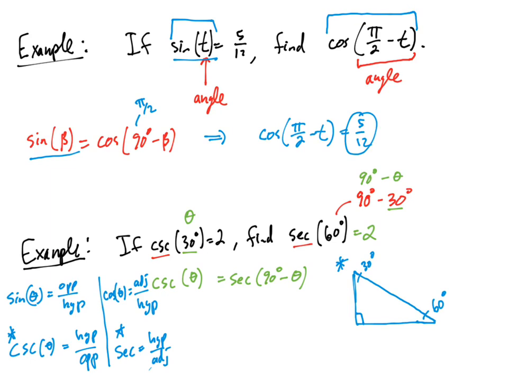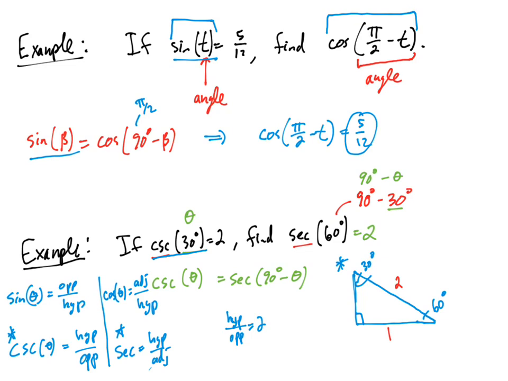So first of all, we have cosecant of 30 degrees. So 30 degrees is up here. Cosecant is going to be the hypotenuse over the opposite side. And because the hypotenuse over the opposite side is equal to 2, we can just write the hypotenuse over the opposite side as a ratio of something that's equal to 2, 2 over 1.